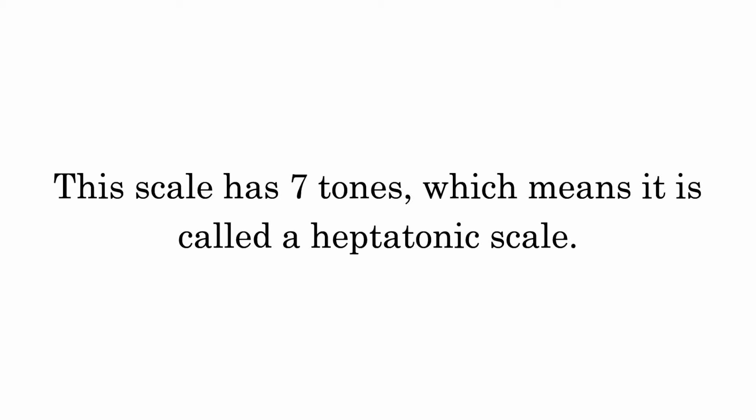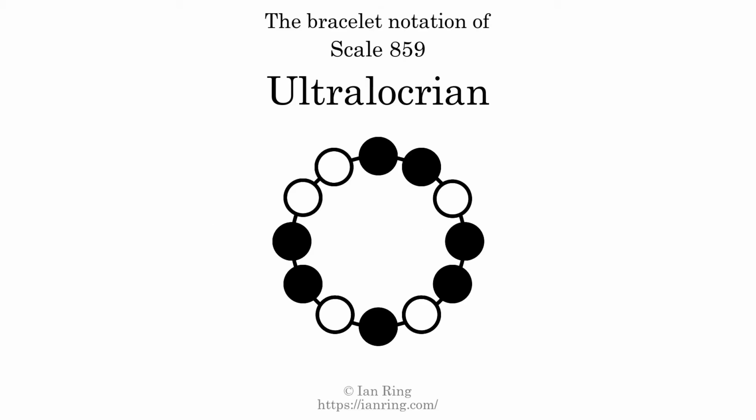This scale has 7 tones, which means it is called a heptatonic scale. This is a bracelet notation diagram of scale 859. The shaded circles represent tones that appear in the scale, and they are read clockwise, starting at the top.